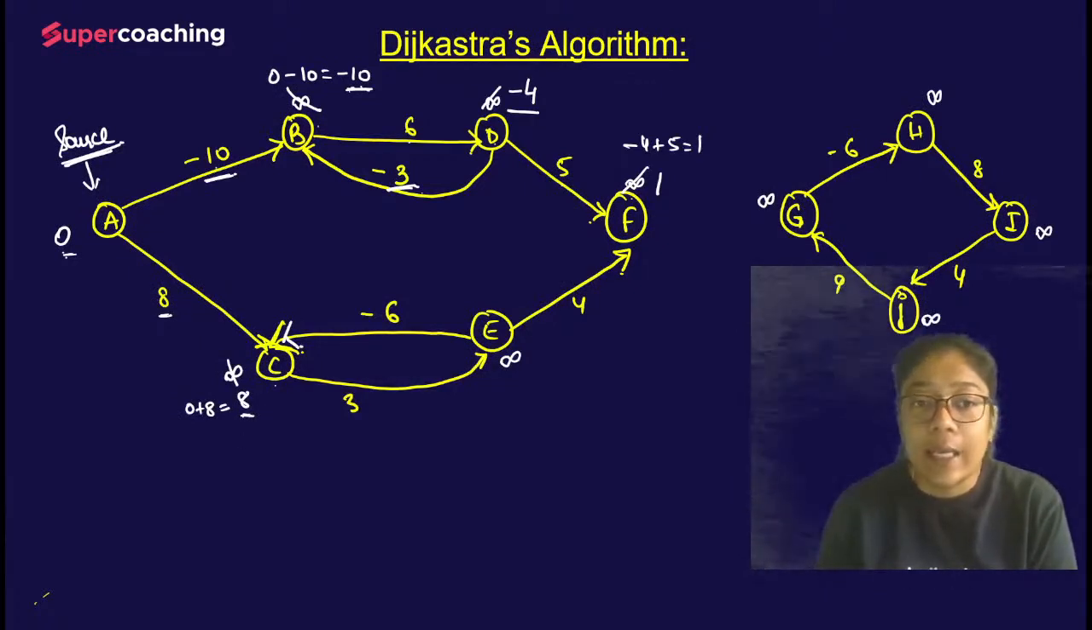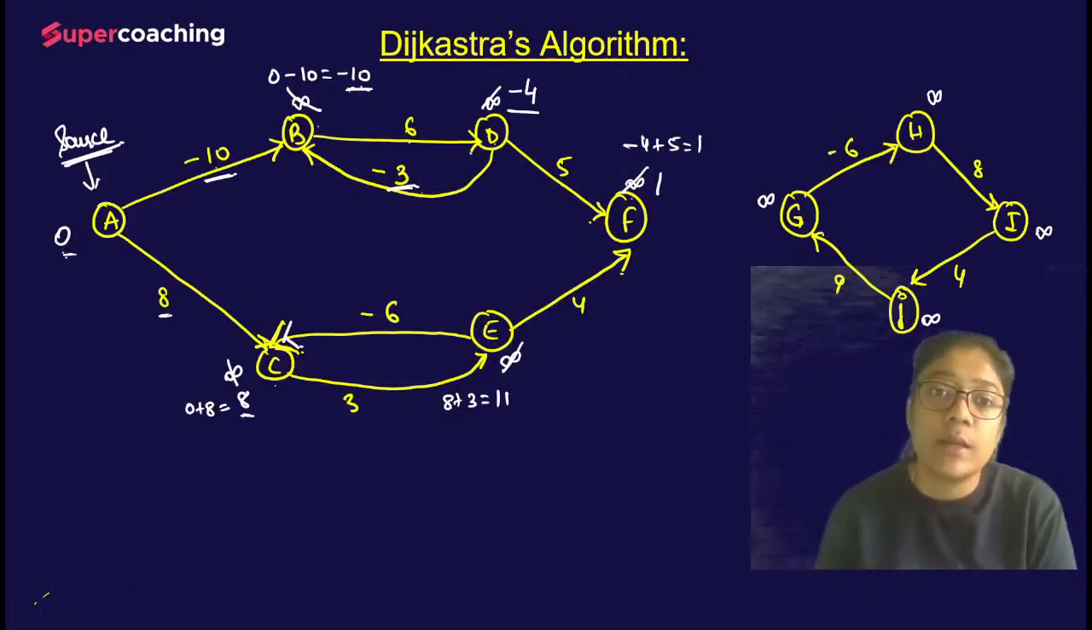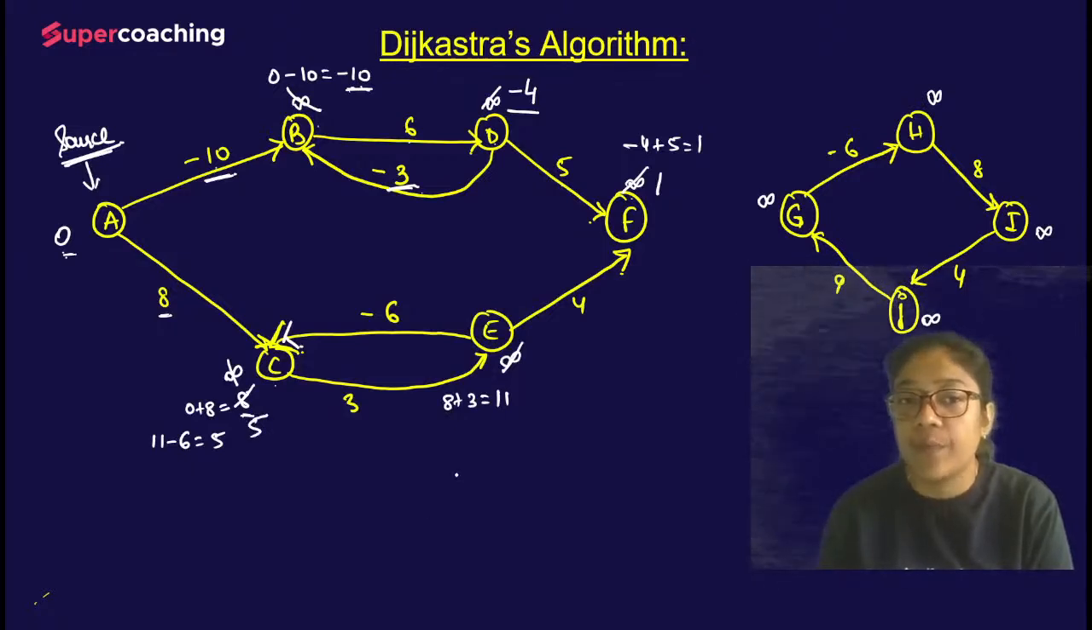Okay. 8 plus 3, that comes out to be 11. 11 is smaller than infinity. Yes, so this value gets updated to 11. Now E is discovered. अब E से outgoing edges, दो outgoing edges है. E to C, 11 minus 6, that comes out to be 5. Is it smaller than 8? Yes, so this value gets updated to 5.